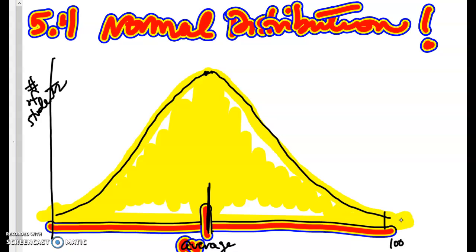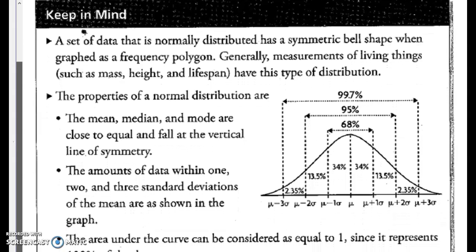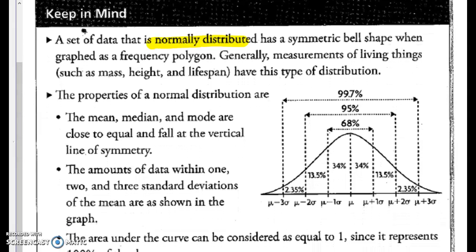Okay, let's talk about the normal distribution curve. A set of data that is normally distributed has a symmetric bell shape when graphed as a frequency polygon. Generally, measurements of living things, mass, height, lifespan, etc., have this type of distribution.